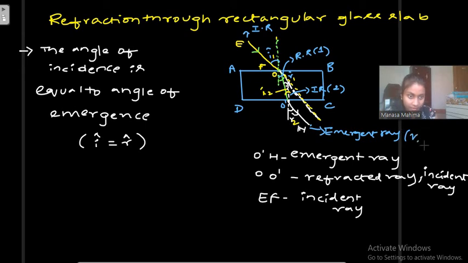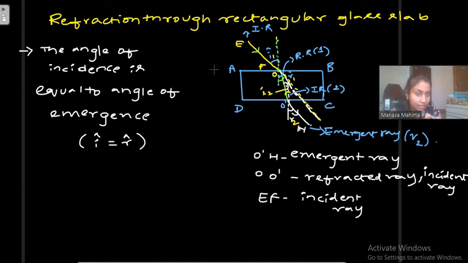Emergent ray, and this is called R2. This is how we can explain the refraction through a rectangular glass slab. Here are two important concepts that we have to keep in mind. What is that? When the light is traveling from a rarer to a denser medium, how will the light ray get refracted? It will refract, or bend, towards the normal.